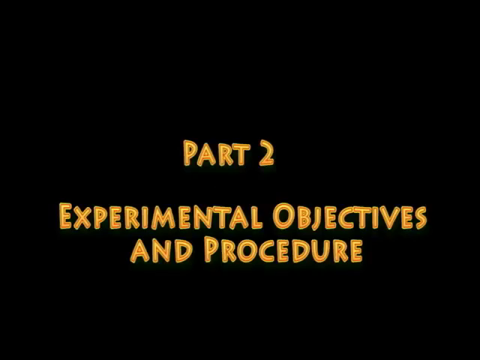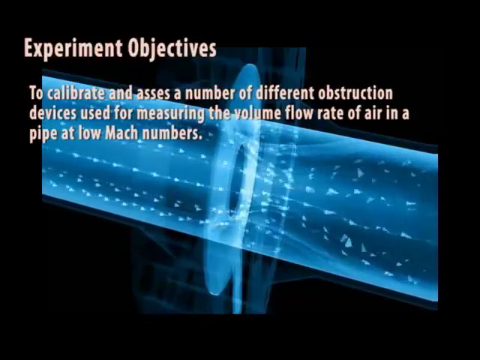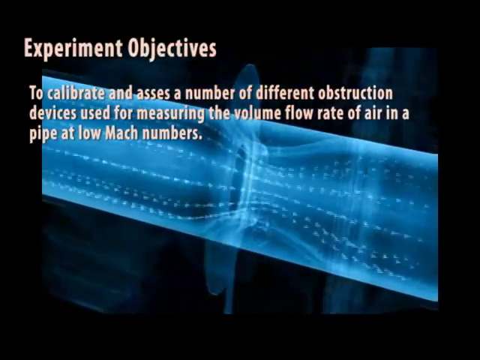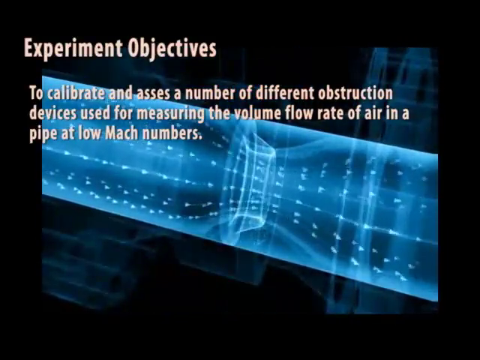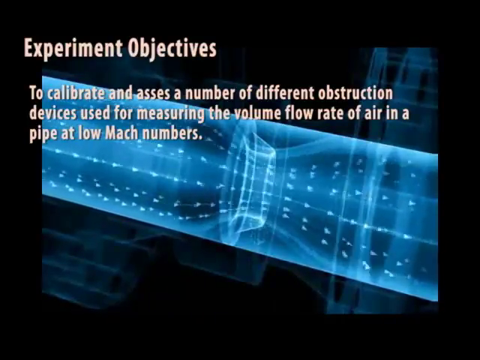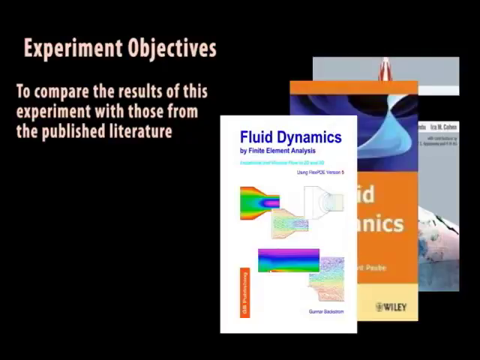Airflow measurement, F1. Objectives. Calibrating and assessing a number of different obstruction devices used for measuring the volume flow rate of air in a pipe at low Mach numbers. Comparing the results of this experiment with those from the published literature.